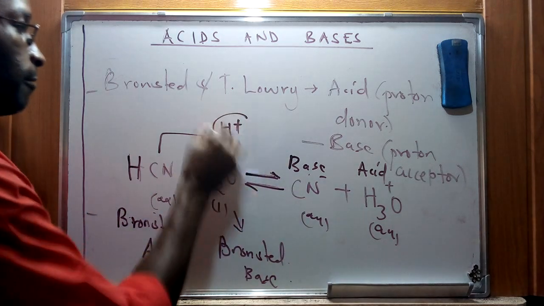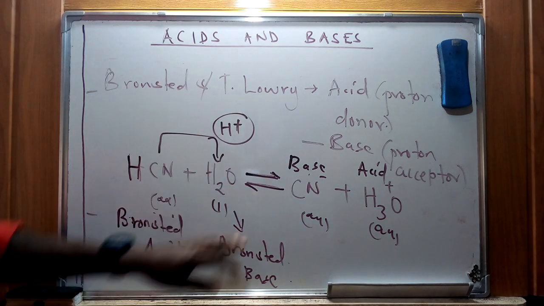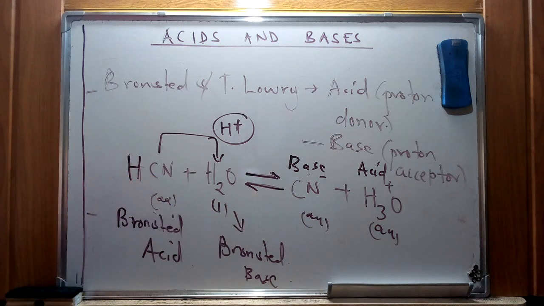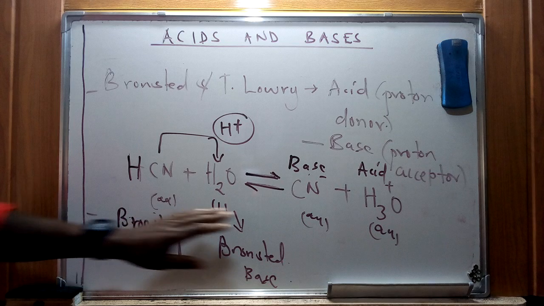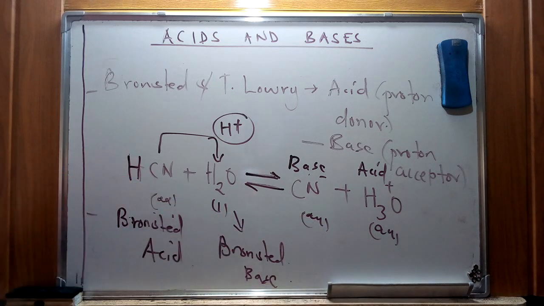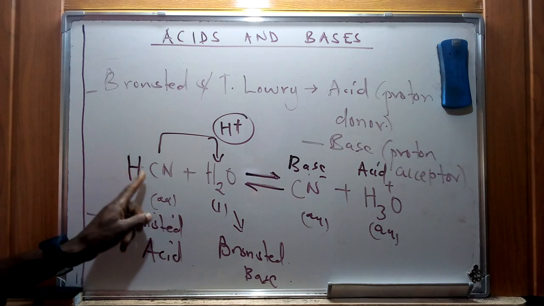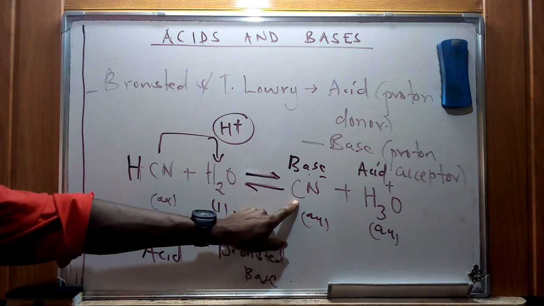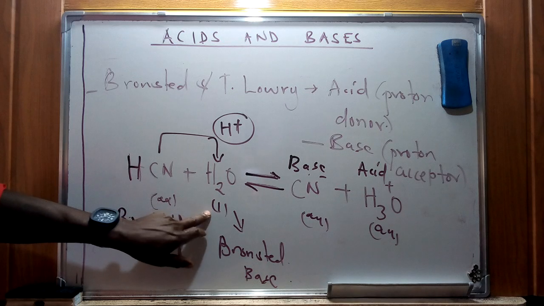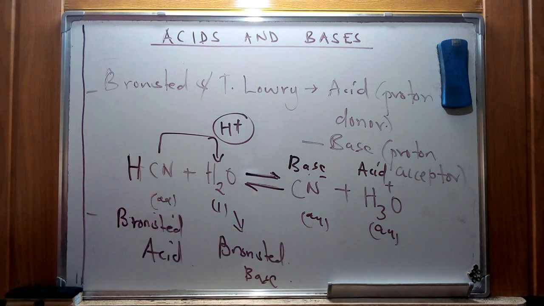This in reference to a proton, it refers to a H positive. So the difference between this one and this one is a H positive. The difference between this one and this one is a H positive. So this particular pair of substances which are having a difference of one ion are referred to as a conjugate acid-base pair. So in this case, the first one and the second one is a conjugate acid-base pair, and this water molecule and hydronium ion are a conjugate acid-base pair respectively.